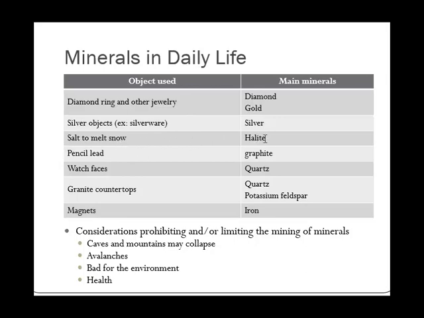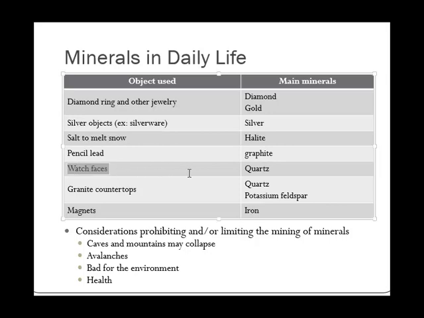Salt to melt snow, halite. Halite is really the same mineral as table salt. They use it in bigger chunks. You can actually eat it, although I wouldn't recommend it, but you can. Pencil lead is made from graphite, which, by the way, is also made from carbon. Again, you can have different minerals that are made from the same element. Carbon, they're two of them, graphite and diamond, and also coal is made from carbon, but they're different minerals because they have different properties.